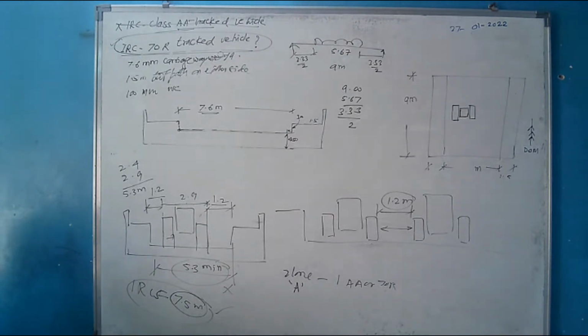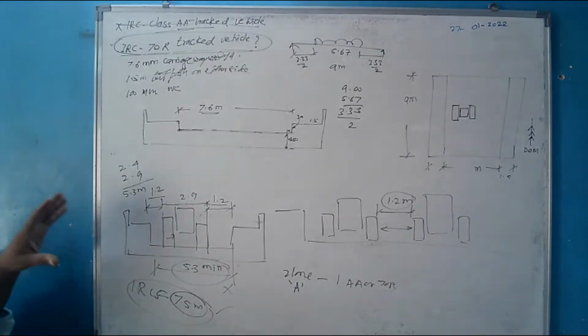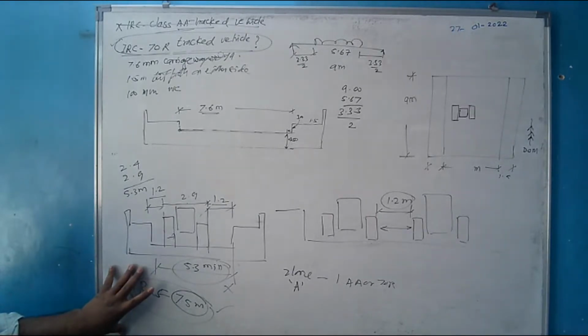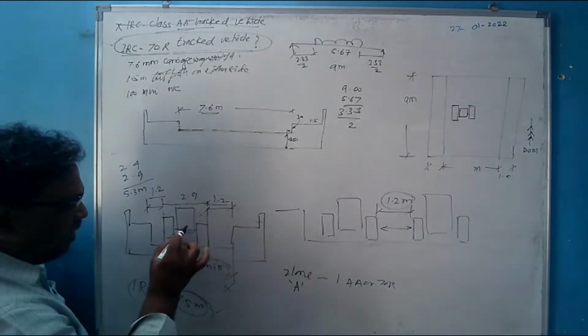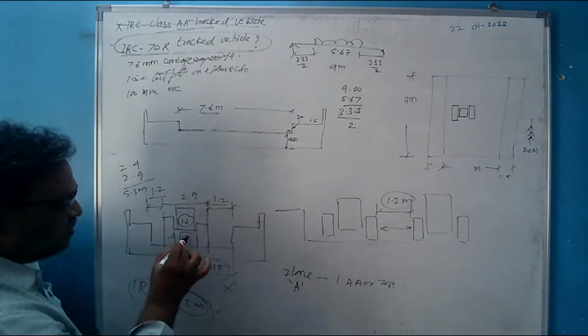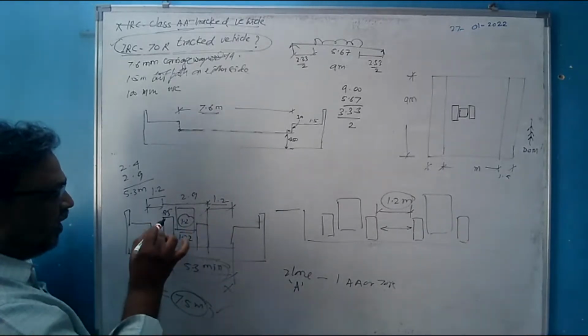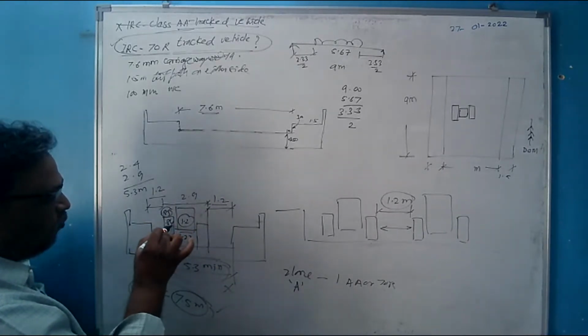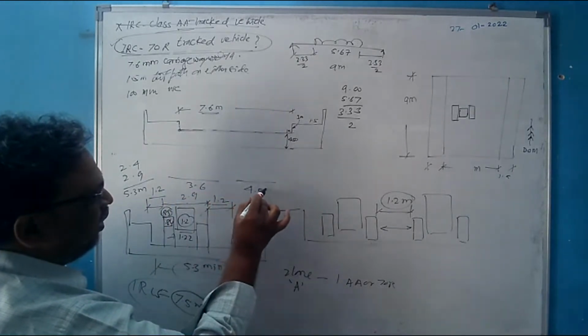So this is all about the guidelines of IRC 70R. All of this is also applicable for Class AA. All the clauses which are for 70R are also there for the IRC Class AA tracked vehicle. The only difference is the dimension. There the inner to inner dimension is 1.2, here for 70R it is 1.22. There the dimension is 0.85, here this dimension is 0.84. There the contact length is 3.6 meters, here the contact length is 4.57 meters.